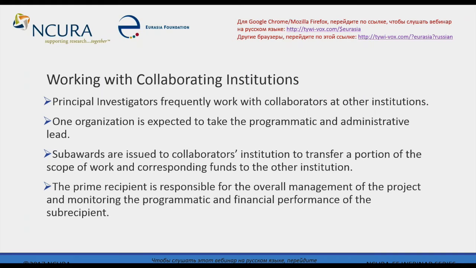The lead institution is typically referred to as the prime recipient. They are responsible for the overall management of the project and monitoring the programmatic and financial performance of the subrecipient. The lead is also responsible for working directly with the sponsor. In other words, you are taking the role of the sponsor in coordinating, answering questions, providing funding to the colleagues' institutions. There's a process of contracting and invoicing involved between those two parties.